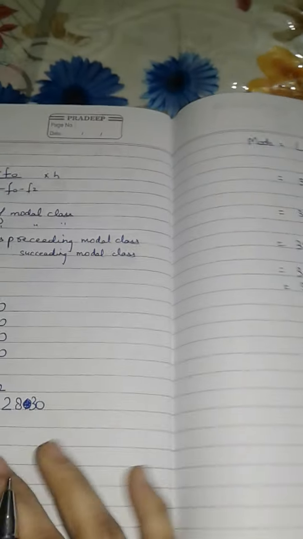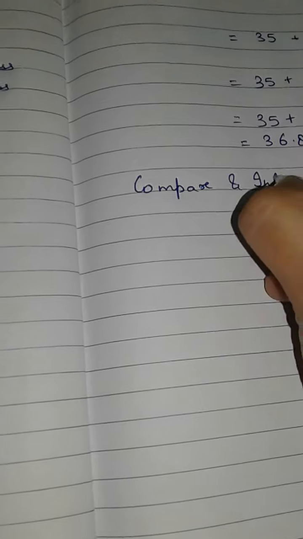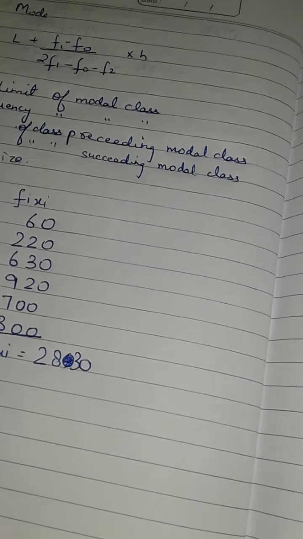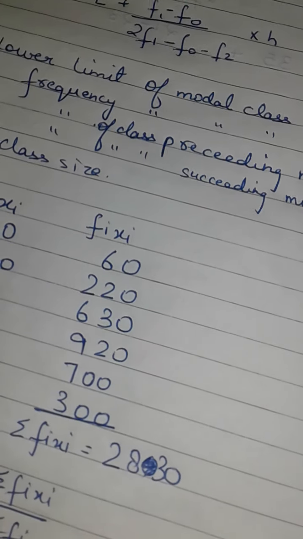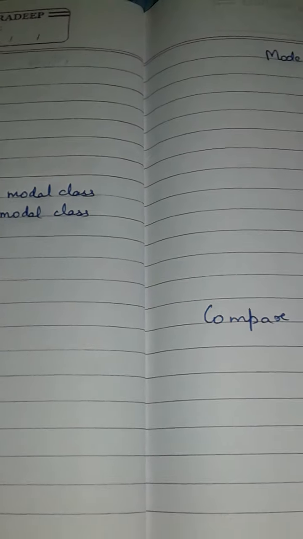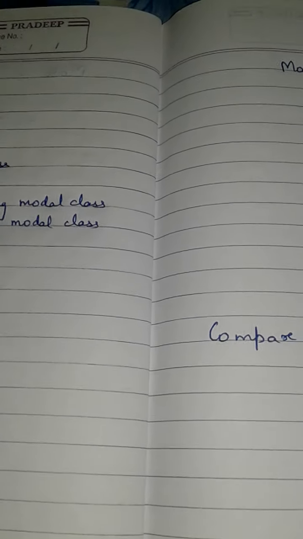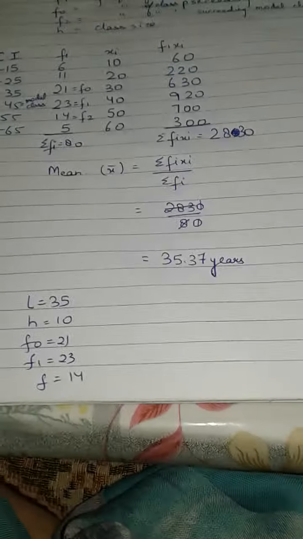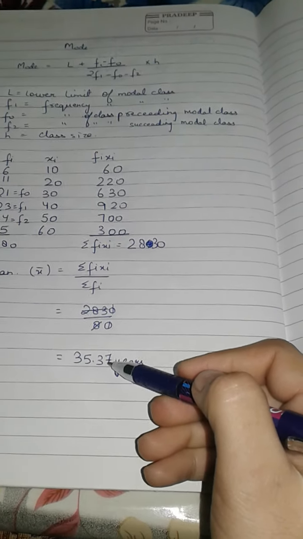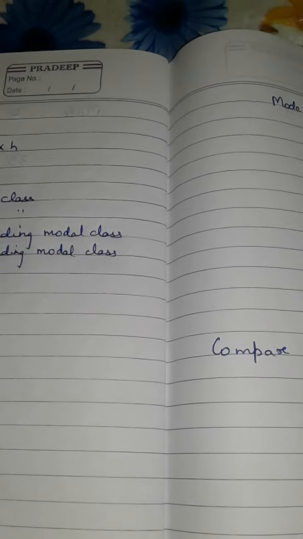Now we have to interpret and compare these mean and mode values. Look, mean is smaller than mode. Mean is 35.37 and mode is 36.81 years.